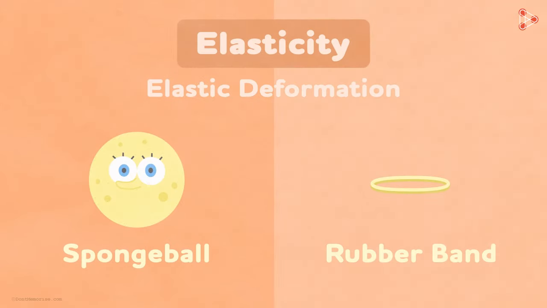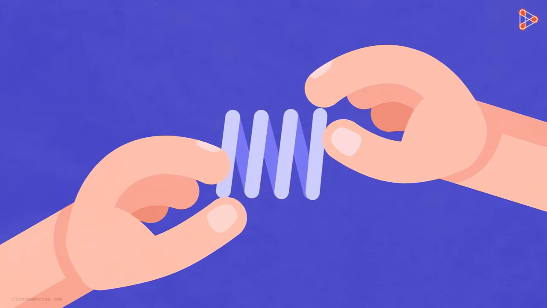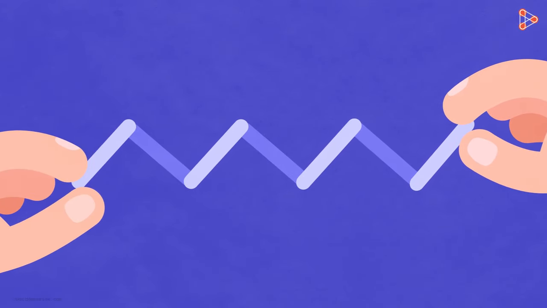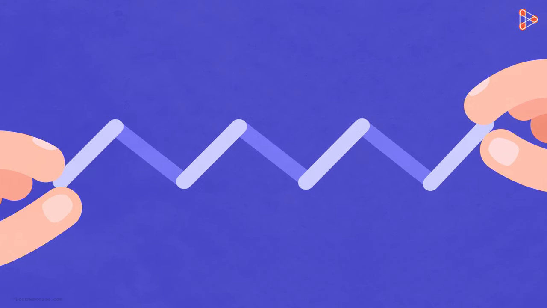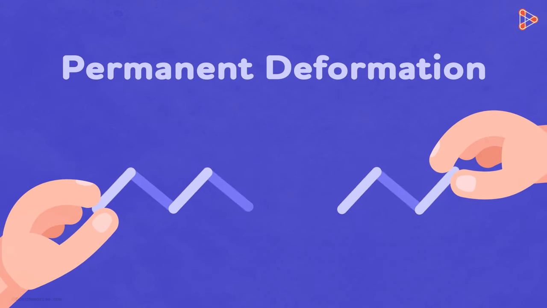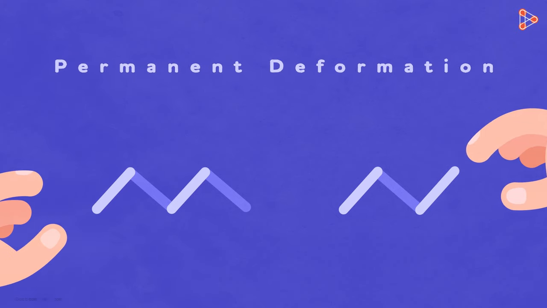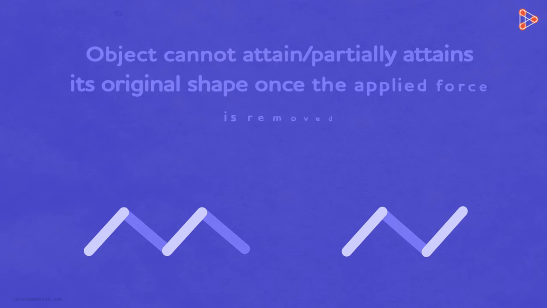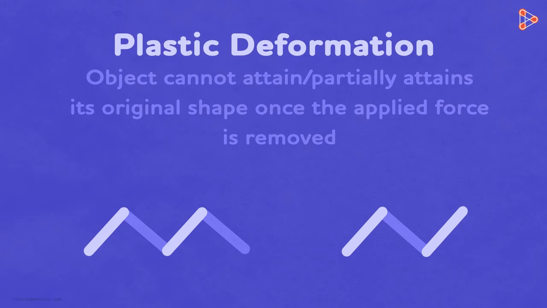Not really. For instance, if a great amount of force is applied to a spring, it simply won't be able to stretch further than a certain point. But if the force becomes excessive, the spring will get permanently deformed and may even break if we keep increasing the force. Hence, the spring does not remain elastic forever. This type of deformation, where the object is unable to attain, or only partially attains, its original shape once the deforming force is removed, is called plastic deformation.